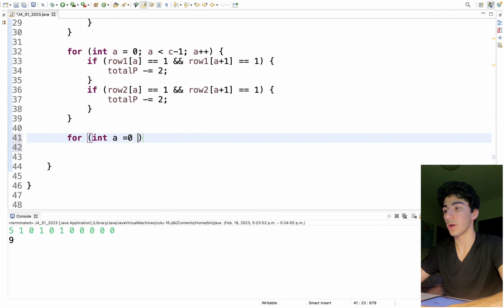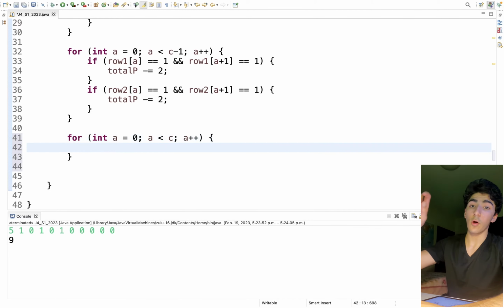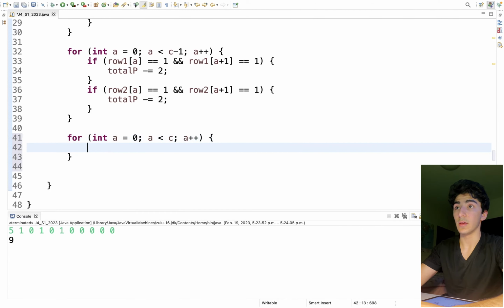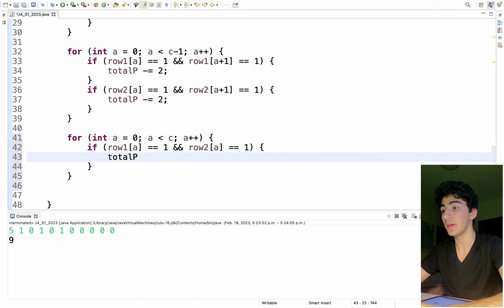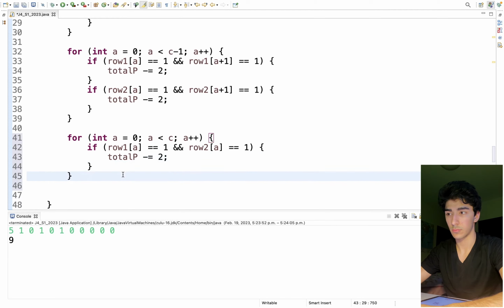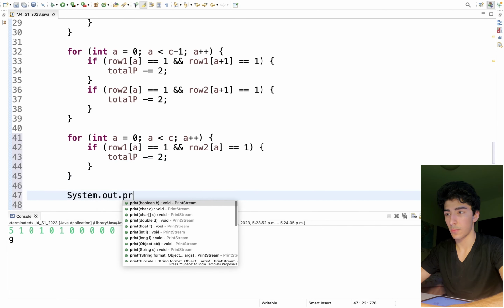So we will start at A equals 0, A will go up to C, A plus plus. And we'll be checking if row 1 at index A is equal to 1, and if row 2 at index A is also 1. If they are both equal to 1, then they're sharing a side vertically. So if row 1 at A is equal to 1 and row 2 at A is equal to 1, then total P minus equals 2. And that's it. Right? Not quite.